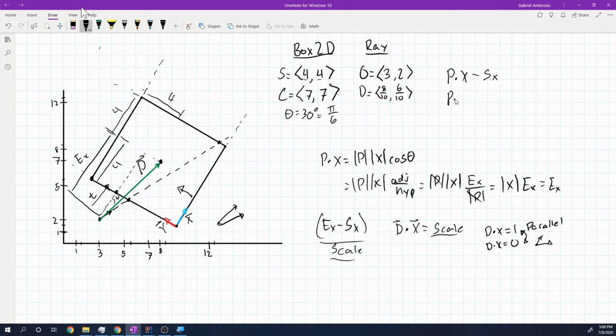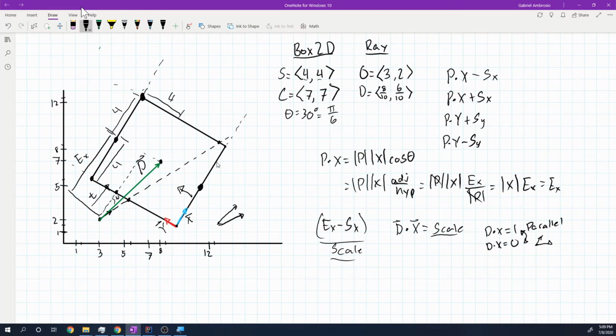And if we do p dot x plus the size of the x, then we'll get the distance till we hit the right side of the box. If we do p dot y plus size of y, we'll get the distance from the ray's origin until we hit the top of the box. P dot y minus sy will give us the distance till we hit the bottom of this box, okay?